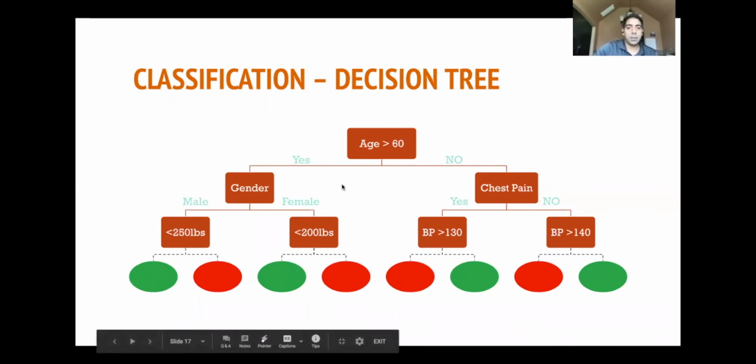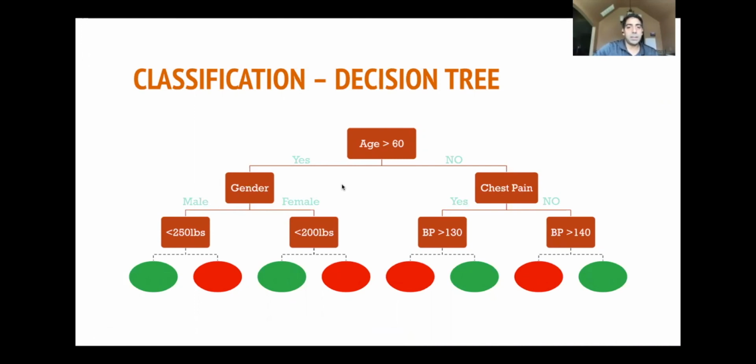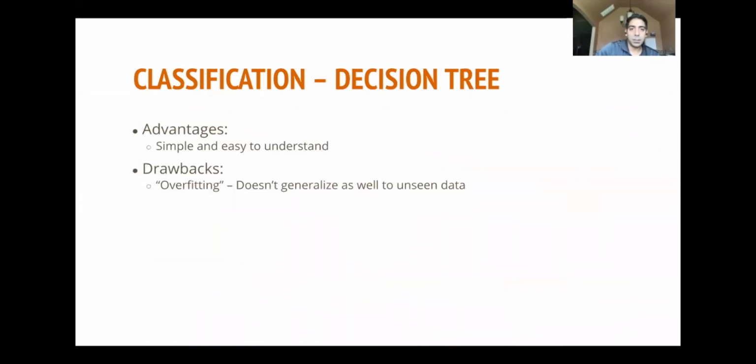That's simple and easy to understand, but the problem is that it doesn't generalize very well. Let's say you don't have some of the information, or it's very specific to the data you train on. As soon as you see something new that it has never seen before, most of the time it doesn't handle it very well. So those are the advantages and drawbacks. It's simple and easy to understand, but there is something called overfitting, which is basically that it knows very well the data that you give it, but once it sees something new, it doesn't predict well.